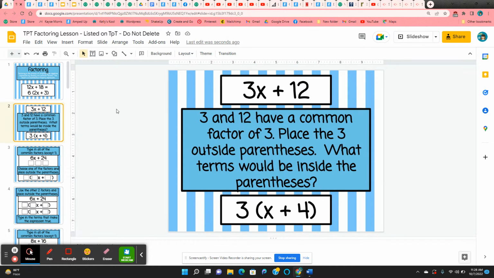The first example is 3x plus 12. So they can see that 3 is a common factor of 3x and 12. So they take the 3, put it outside the parentheses, and then they have to figure out what goes in the parentheses to make this expression true.